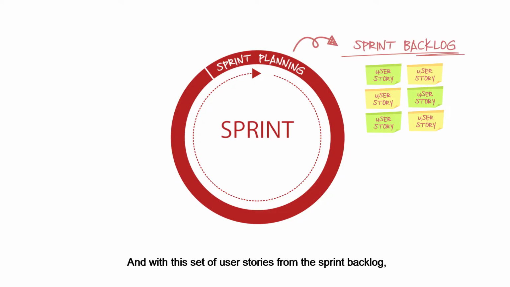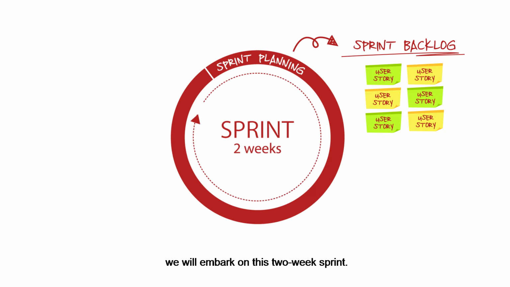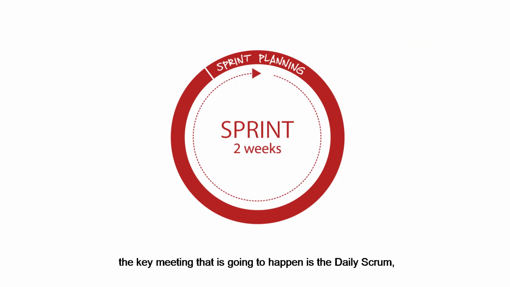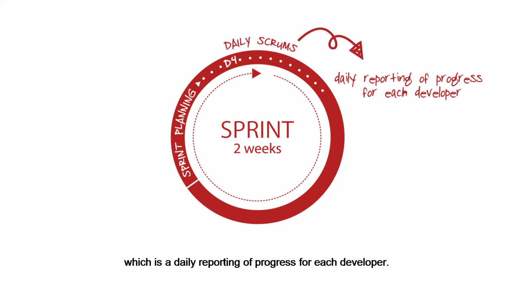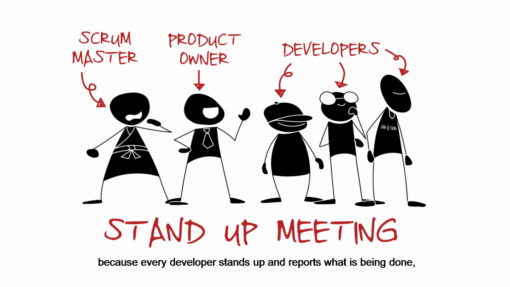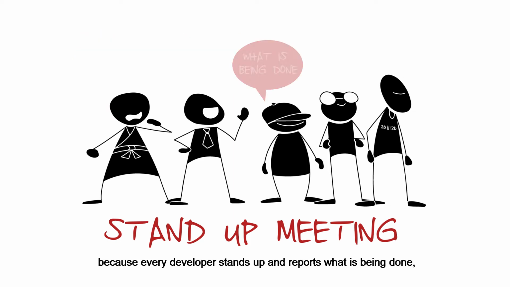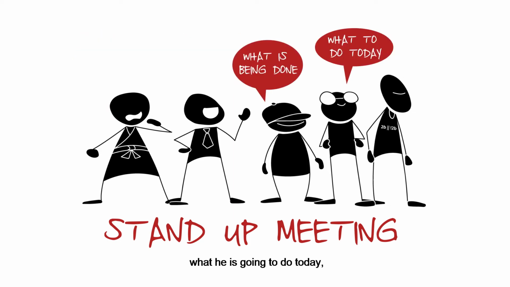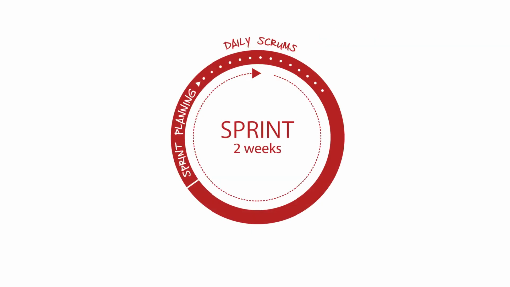And with this set of user stories from the sprint backlog, we would embark on this 2-week sprint. And in the 2-week sprint, the key meeting that is going to happen is the daily Scrum, which is a daily reporting of progress for each developer. It is also known as the stand-up meeting because every developer stands up and reports what is being done, what is going to do today, as well as what issues they have.